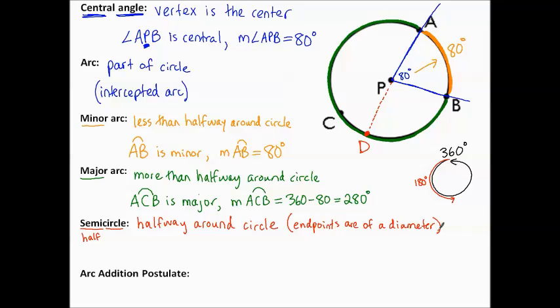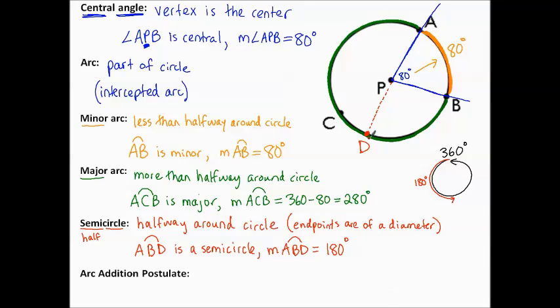So I drew a diameter of the circle, and then I can say arc A, and it doesn't matter if I use a letter because going from A to D is exactly halfway either way. So I could say arc ABD, or I could just say arc AD. So arc ABD is a semicircle, and the measure of arc ABD is 180 degrees because that's exactly halfway around the circle.